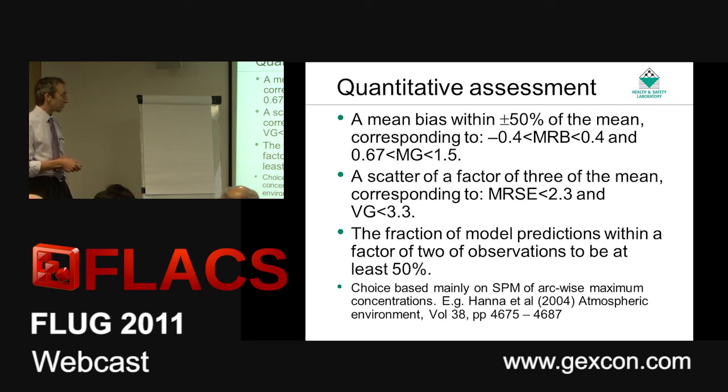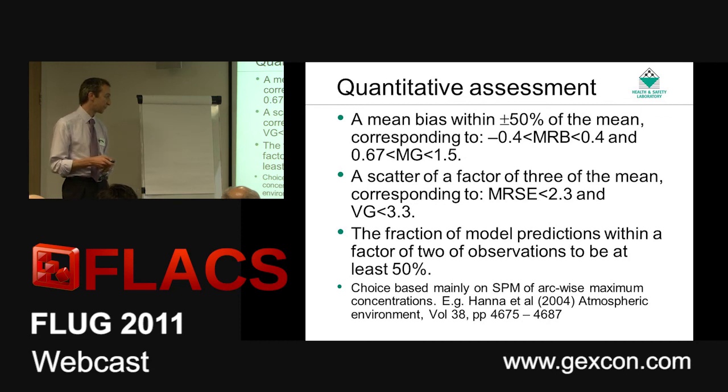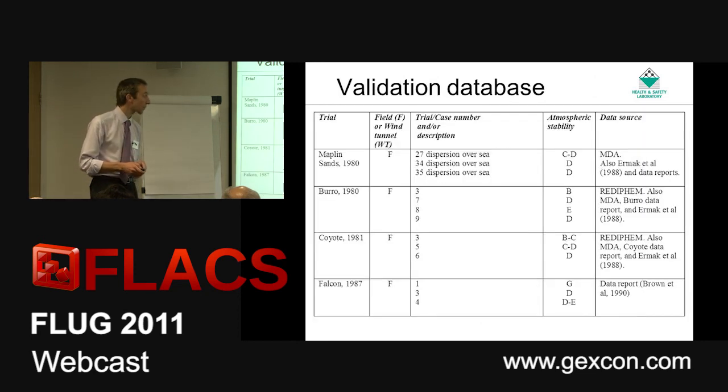The third one, which is perhaps the easiest one to get your head around, is looking at each individual measurement compared to the model prediction and saying that at least half of those have to be within a factor of 2 of the prediction. So these quantitative assessment factors were based mainly on research that's been done by Steve Hanna in the past. So we had quite a good basis for knowing, based on previous evaluations that have been carried out, what a reasonable model should look like.